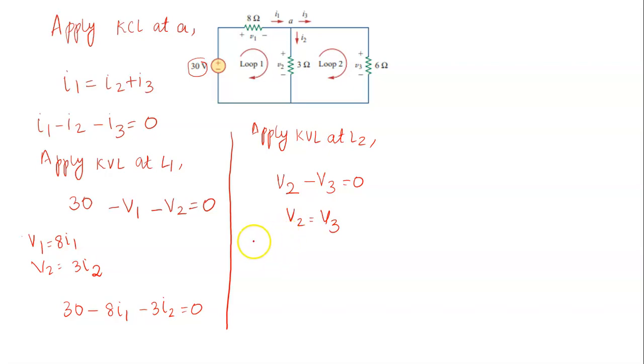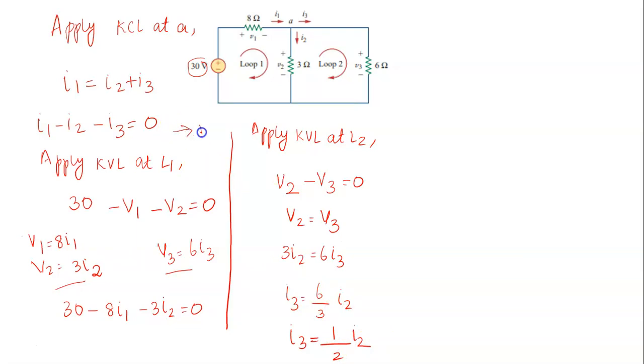So now we are going to substitute the V2 values. We know V3 is given as 6I3. Now we are substituting the values of V2 and V3 in this equation. So we get 3I2 is equal to 6I3. Now we are going to take I3 in terms of I2. So I3 can be written as 6 by 3 I2, which turns into I3 is equal to 1 by 2 I2.